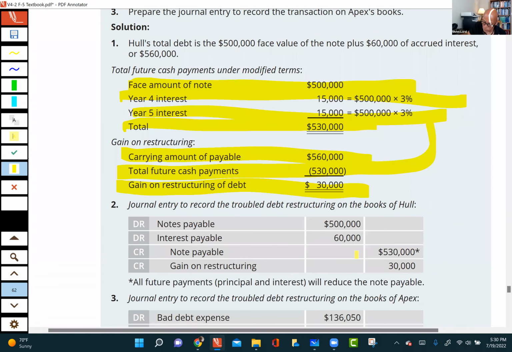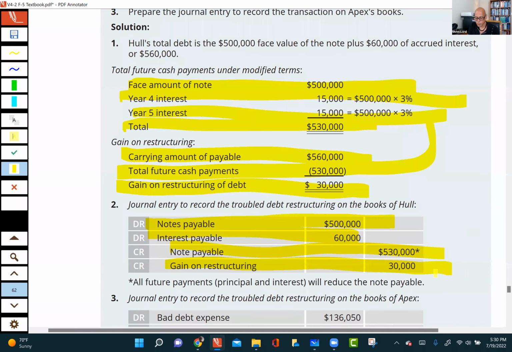Okay, so we go ahead. We have the gain on the restructuring. We'll debit the note payable, credit the interest payable. We go ahead and credit the note payable for what it is they're going to be receiving. And then there's a gain on restructuring, the 30,000, the difference between the carrying amount of the debt and, on an undiscounted basis, the future cash flows that are coming in.